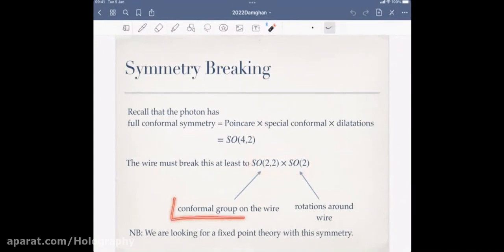So I want to preserve a residual conformal symmetry group for the degrees of freedom on the wire, and I also want to preserve rotations around the wire, an SO(2) or U(1) rotation around the wire. And when I say I'm looking for fixed points under a renormalization group, I'm looking for fixed points with that symmetry. So I have nothing to say about theories which break more than that symmetry, which are non-relativistic and so forth. They may be very interesting, but with the techniques I'm going to use I can't make any clean statement about those. It's a statement about fixed points under the renormalization group with that symmetry.